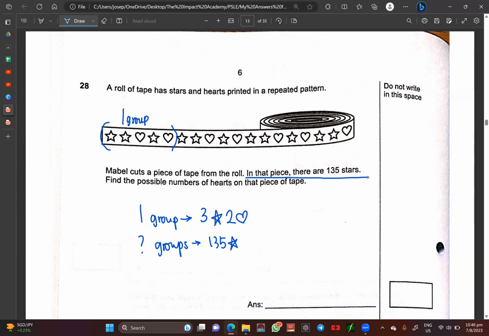Simply put, I just have to do 135 divided by 3. When you do that, you get 45 groups. You can write it out: 135 divided by 3 gives 45 groups. The question asks us to find the possible number of hearts on that piece of tape. Since I have 45 groups, all I need to do is 45 times 2, and therefore I have 90 hearts on that piece of tape.